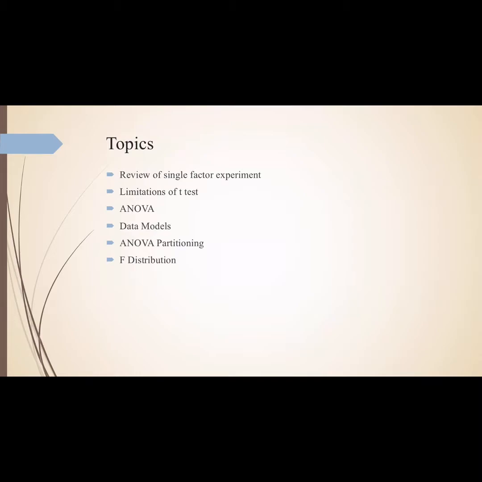In today's lecture, we'll review some of the concepts about single factor comparative experiments that we have seen in the last lecture. We'll discuss some of the limitations of the t-test when it comes to more than two levels of a factor. And then we'll see a brief introduction to ANOVA, or analysis of variance, which is another important statistical technique. We'll talk about different data models in ANOVA, and then we'll look at what is meant by ANOVA partitioning and also about the F distribution that is used in ANOVA.